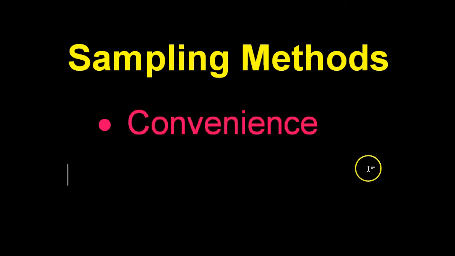This video is about the various sampling methods that one might use to collect data. Alright, first you have the convenience method. That's where you just pick the group that's right in front of you because it's easy.